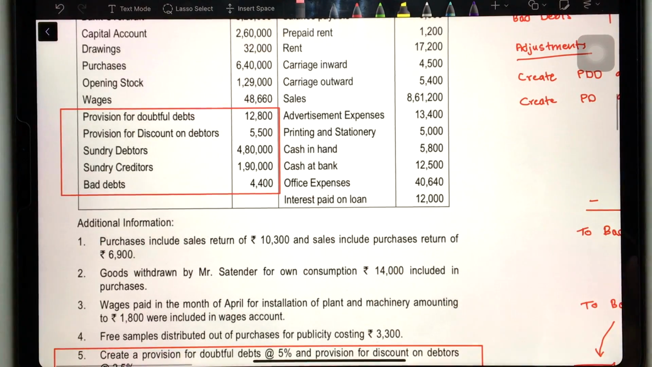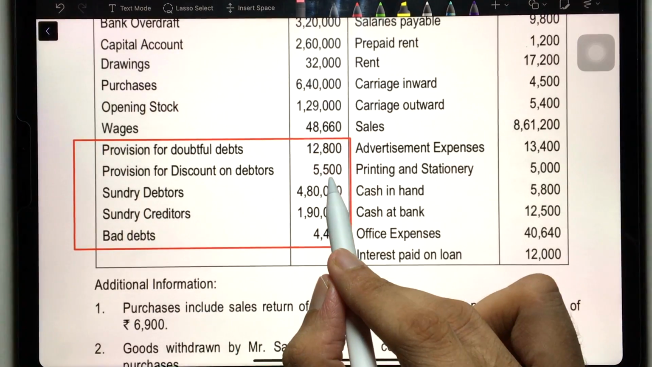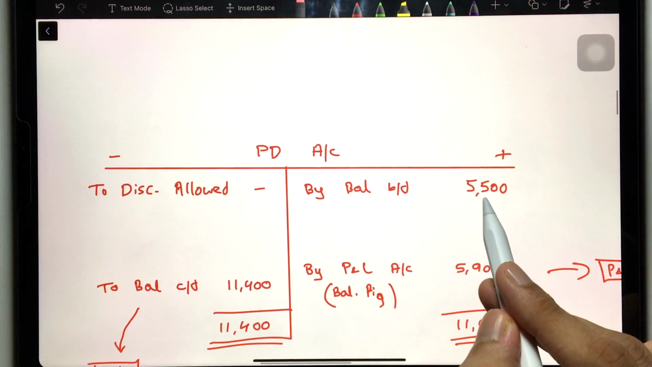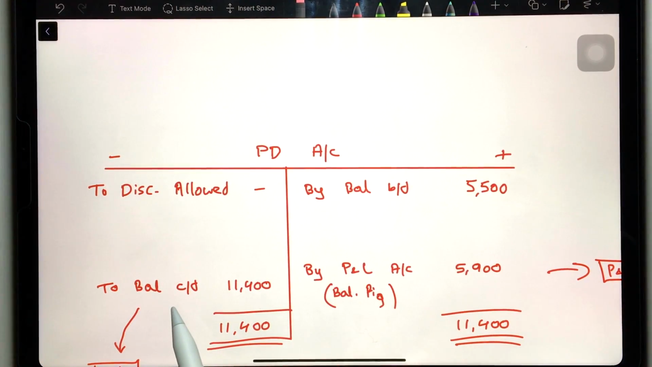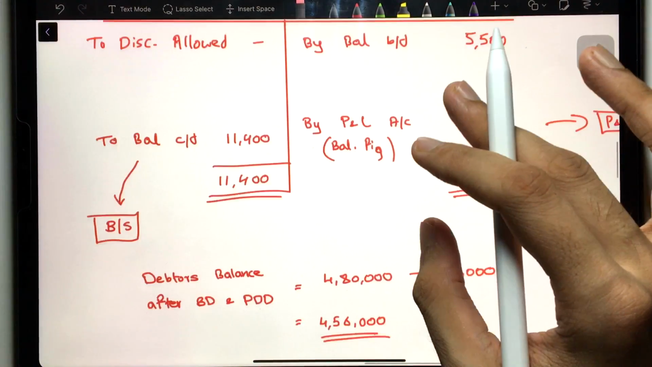The opening balance, again, same from the trial balance, the same methodology you have to follow. Provision for discount on debtors, that's equal to 5,500. So 5,500 will come over here as the opening balance. Now you have to calculate the closing balance, because closing balance will not be given to you in the question. How will you calculate?